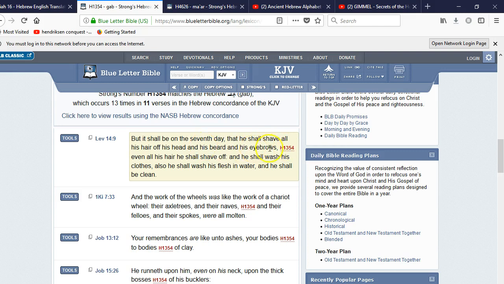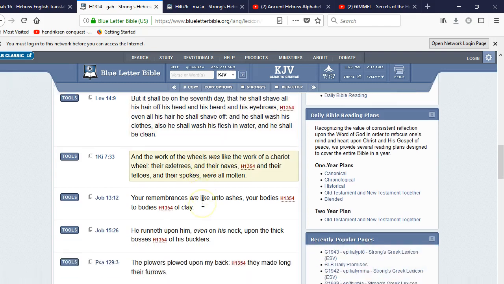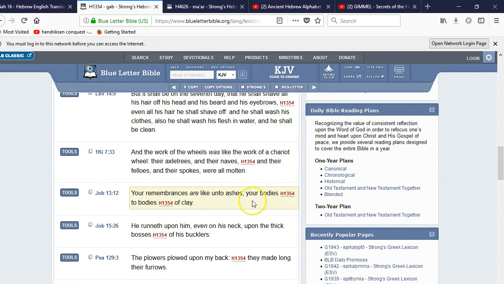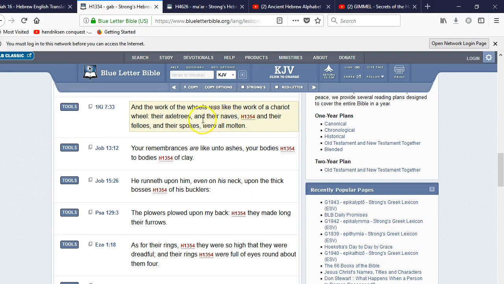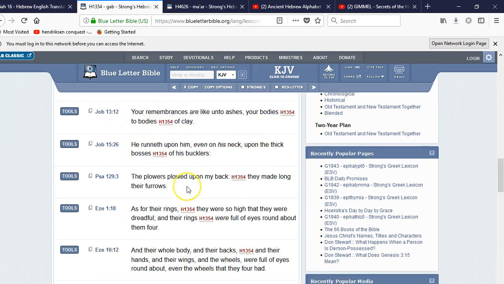This one, it really seems to me is very strange. He should shave his eyebrows. It's about the only time that they try to do eyebrows here. Okay. Talking about a chariot, I guess. It says wheels, axle trees, their naves. Naves would be like the center hub or hump. Okay. And now when we get to Job, your remembrances are like unto ashes, your bodies to bodies of clay.